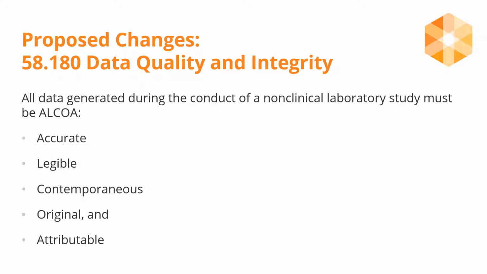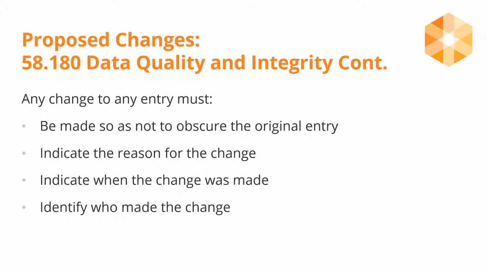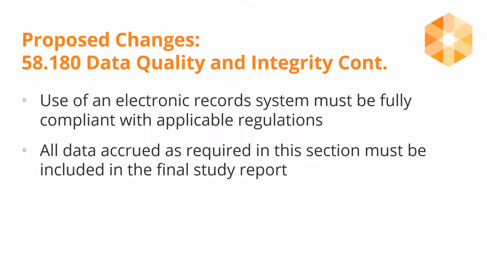ALCOA requirements have also been added to the proposed rule. The data quality section specifies that any change made to data must be made so as not to obscure the original entry, and must indicate a reason for the change, when the change was made, and who made the change. The use of electronic record systems must now be fully compliant with applicable regulations, and all data acquired as required in this section must be included in the final report.